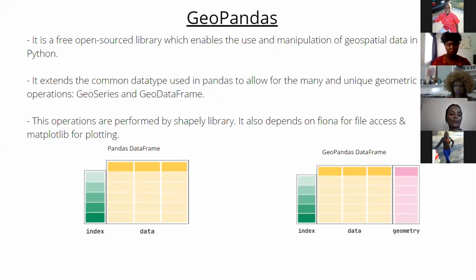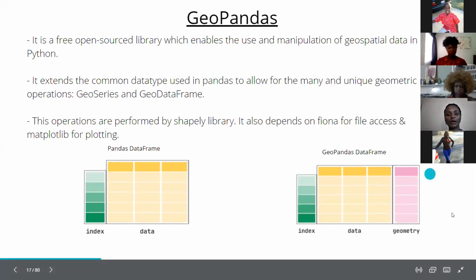So geopandas is a basic tool for data science, and you are able to use it to analyze and also for prediction. In extension of the common data types used in pandas, geopandas brings in the aspect of geometric operations. Geoseries and geodataframes are the basics of geopandas. These operations are performed by the Shapely library, and it depends on Fiona for file access and matplotlib for plotting.